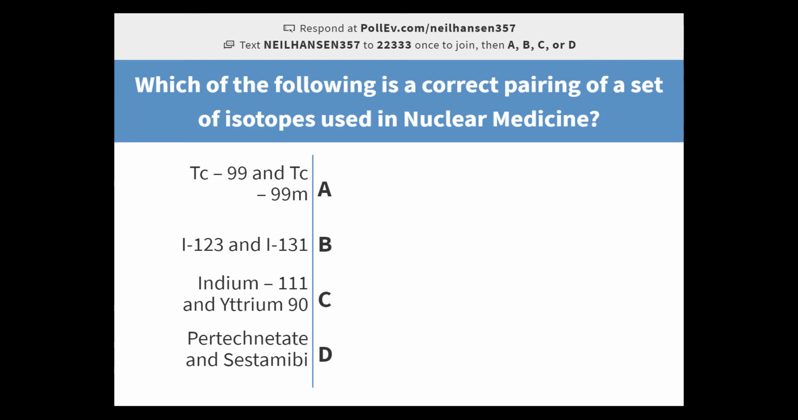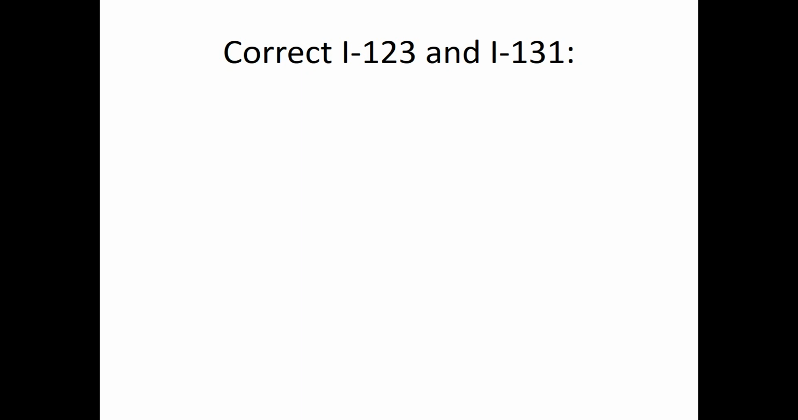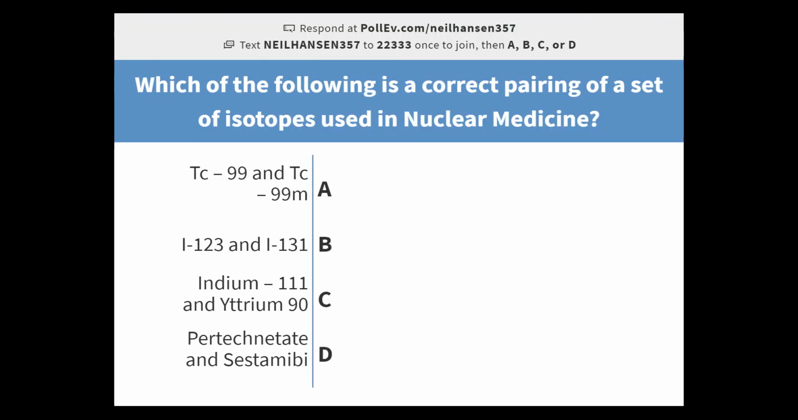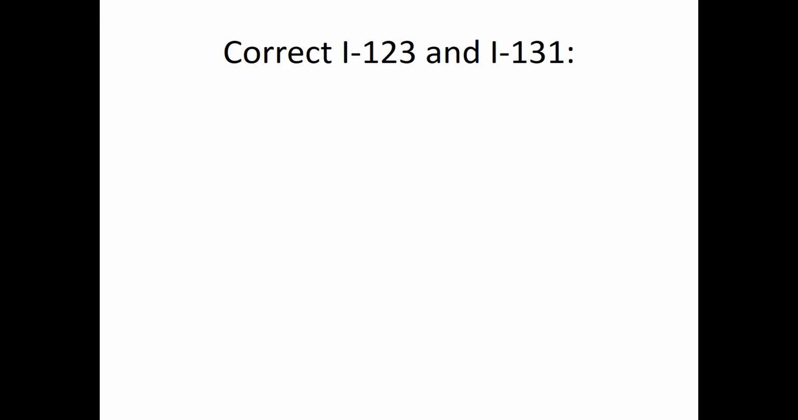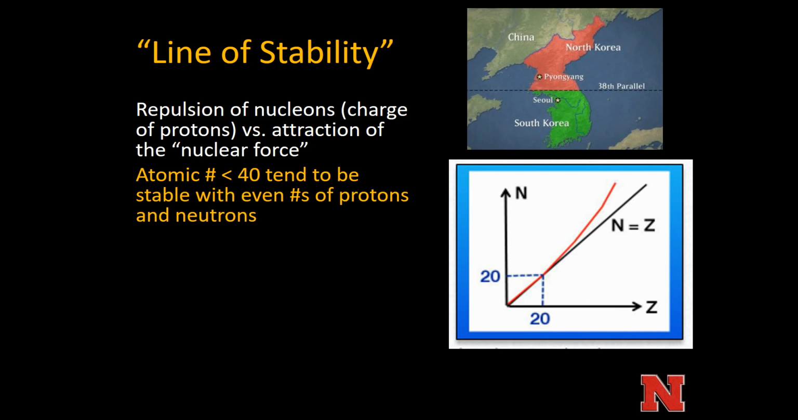Which of the following is a correct pairing of a set of isotopes used in nuclear medicine? Pause now if you need more time. The correct answer is I-123 and I-131. So if you go back, it wants isotopes. Isotopes are the same element, the same number of protons, but a different mass number, different number of neutrons, like I-123 and I-131.